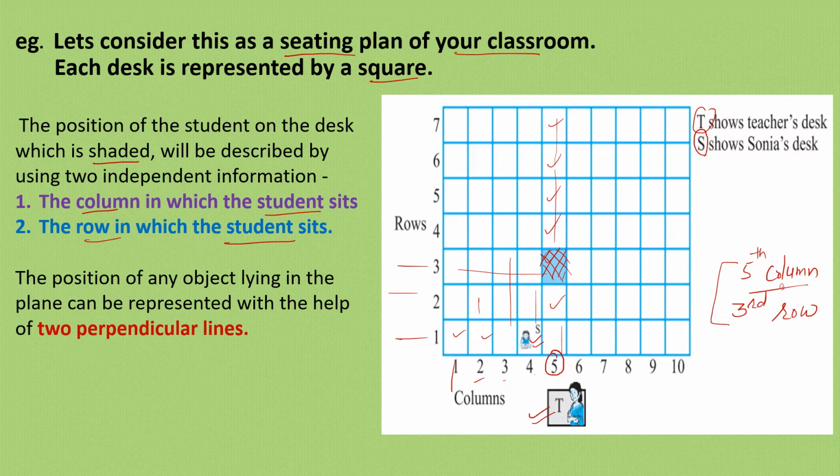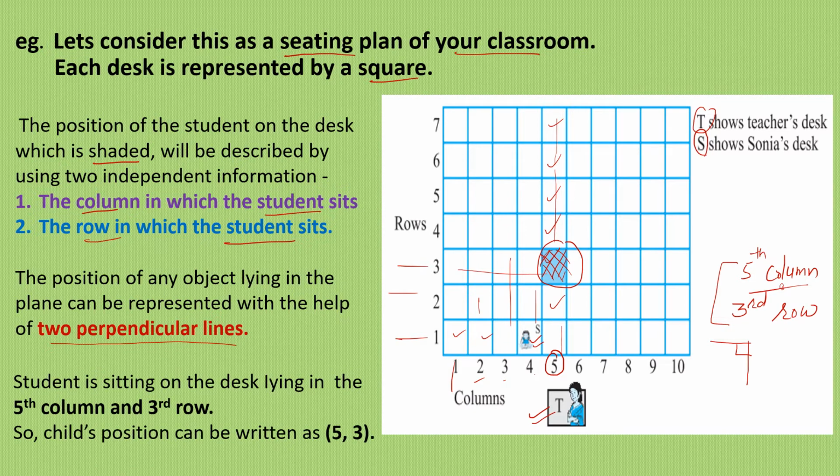So the position of any object lying in the plane can be represented with the help of two perpendicular lines. So these are the perpendicular lines only. Now this column and this row, these are the perpendicular lines only. So we need two independent pieces of information to find the position of this desk. So it is written, the student is sitting on the desk lying in the fifth column and third row. This we have discussed, fifth column and third row. So the child's position we can write as (5, 3). This 5 is for column, and 3 is for row. So this is the position of the child.